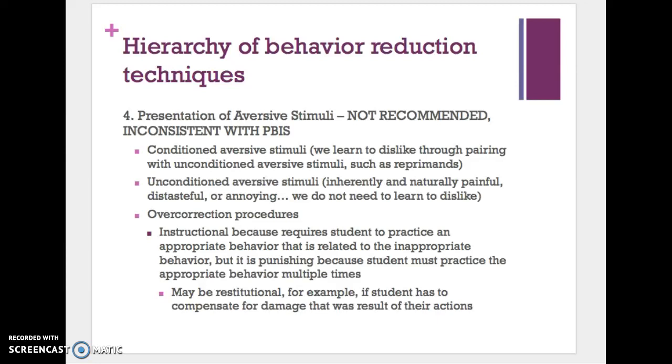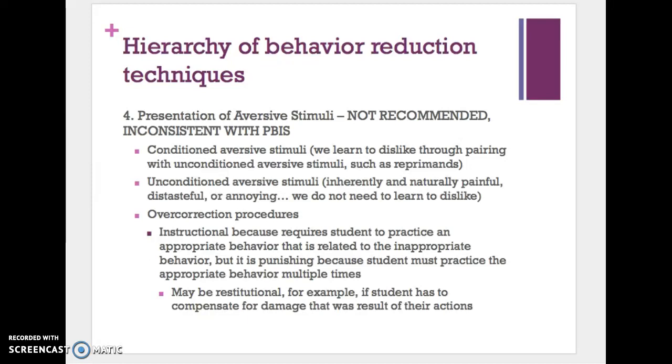There's also overcorrection procedures, which are instructional because they require the student to practice the appropriate behavior that is related to the inappropriate behavior, but it is punishing because the student must practice the appropriate behavior multiple times. So when we think of The Simpsons and we see Bart Simpson writing on the board 1,000 times, and we've seen that as a cliche for a punishment in the past, that is an overcorrection procedure.